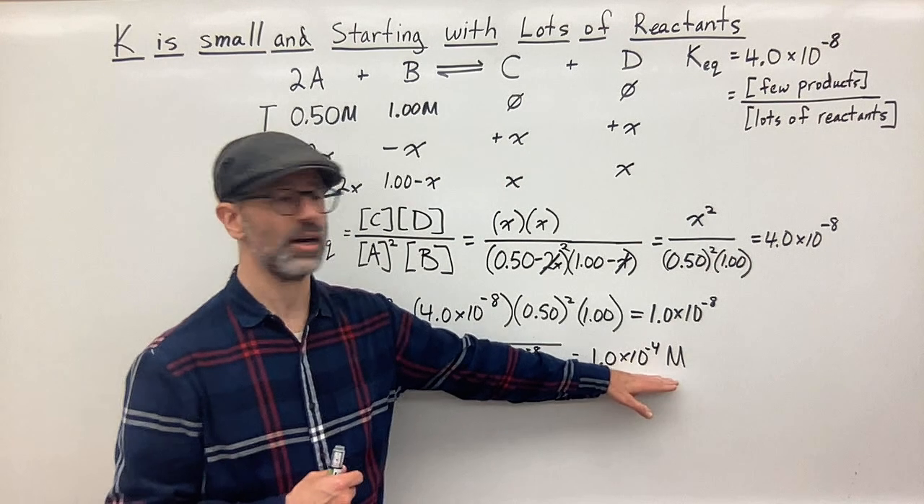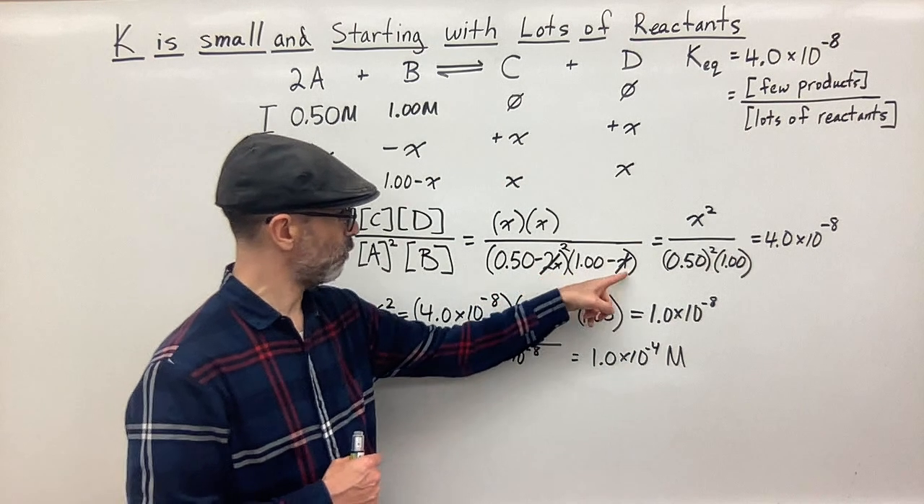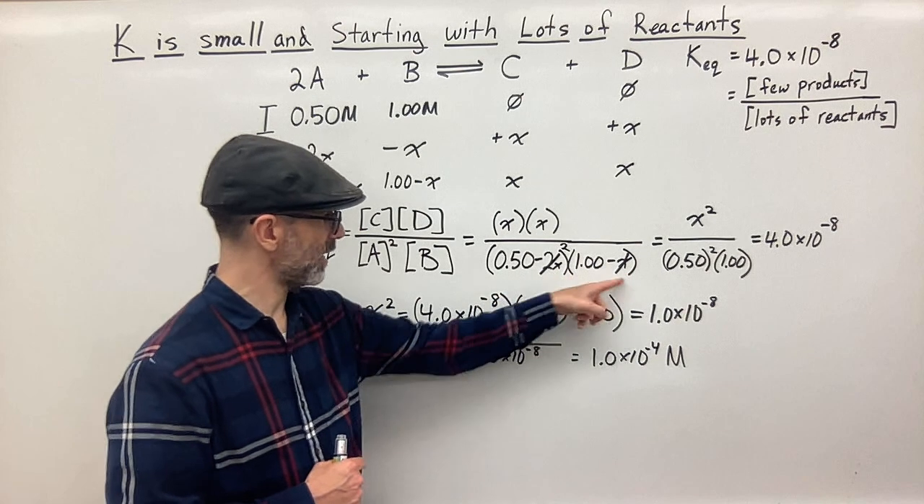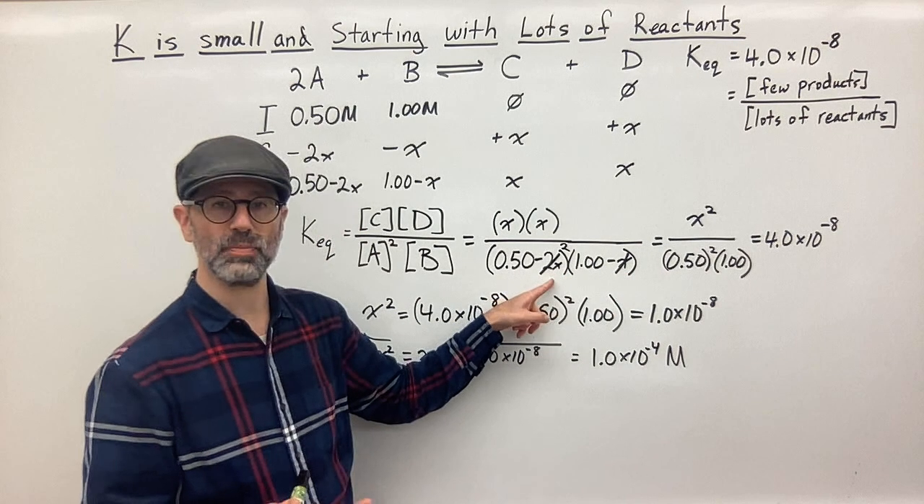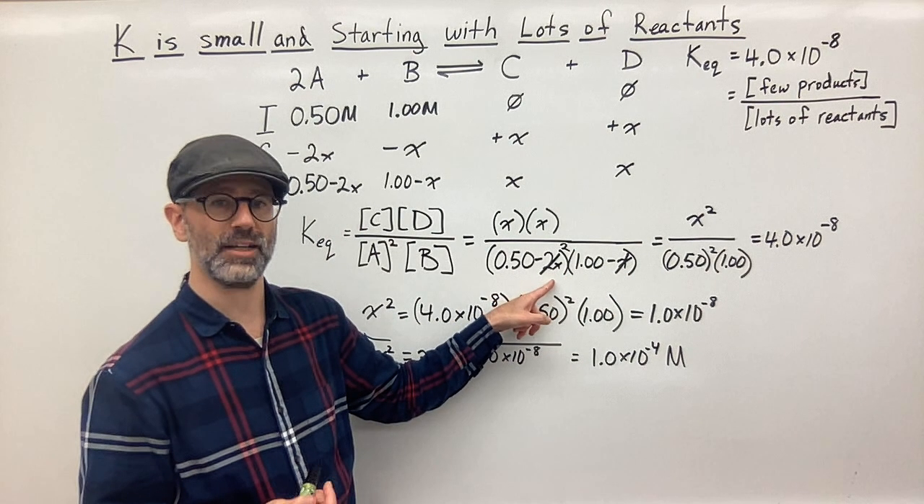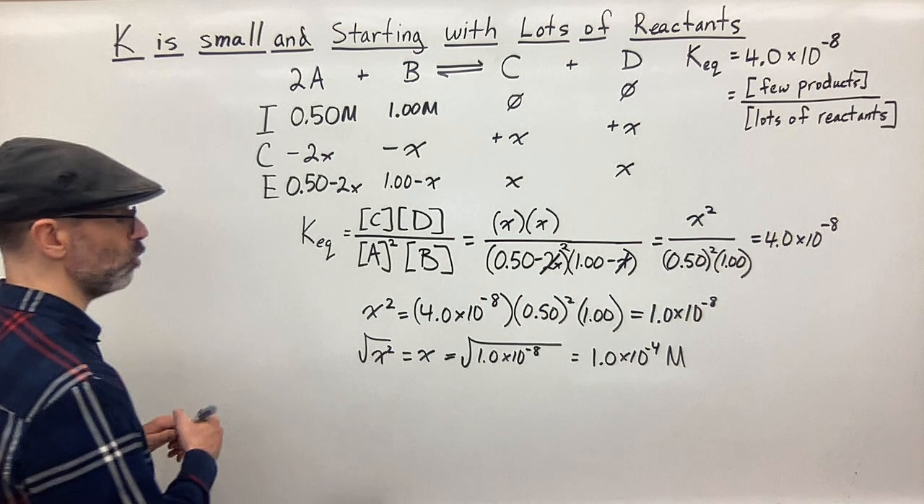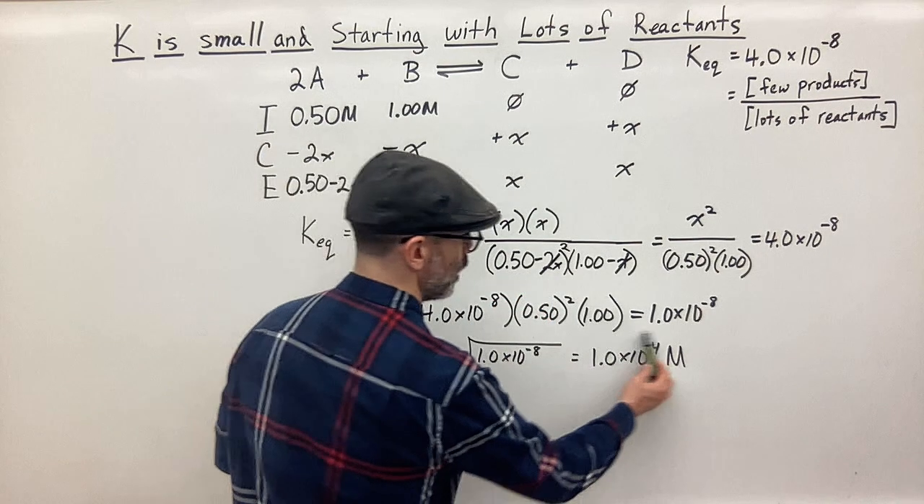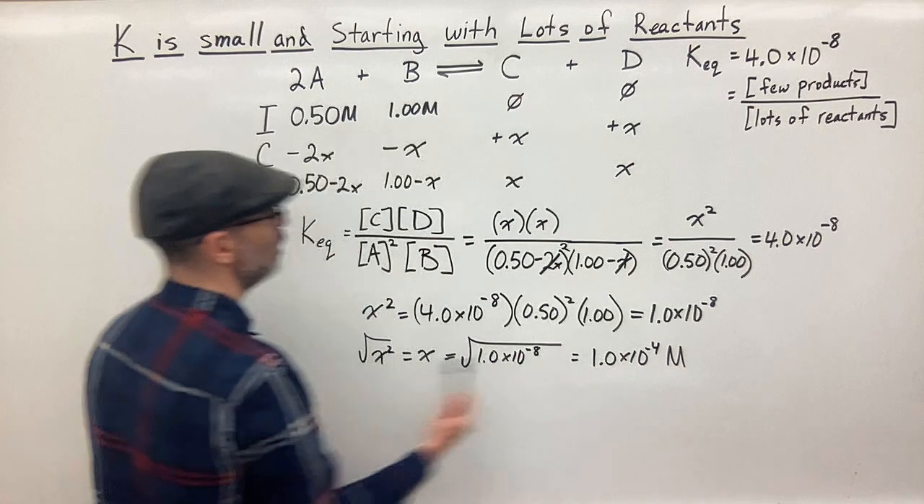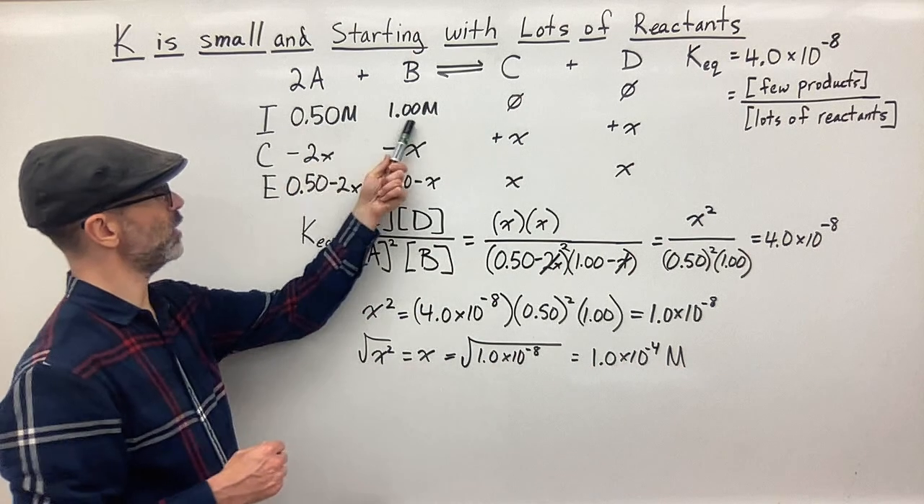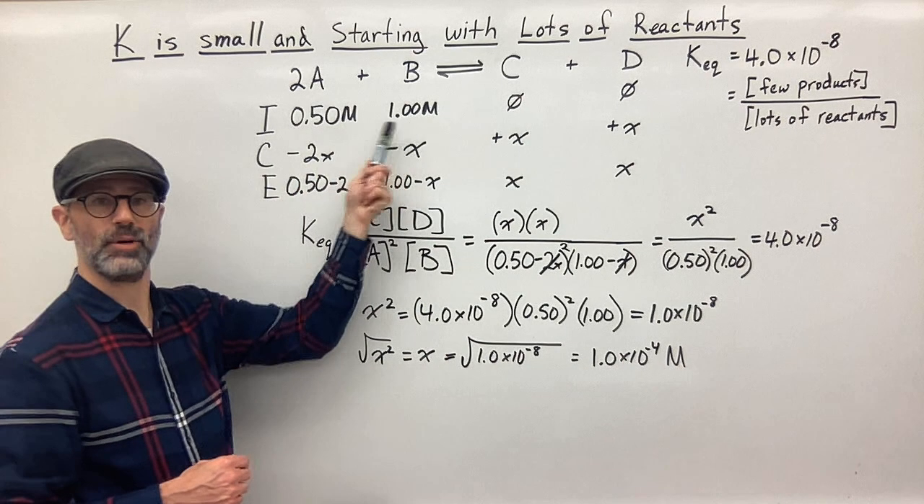to make sure our assumption here that we can ignore X or neglect X because it's so small, we need to make sure that that's valid. And then we're going to do the 5% rule. So how does the 5% rule work? Well, we have to compare the change that we have to the original concentrations that we have.